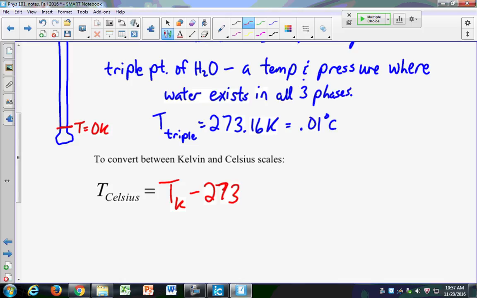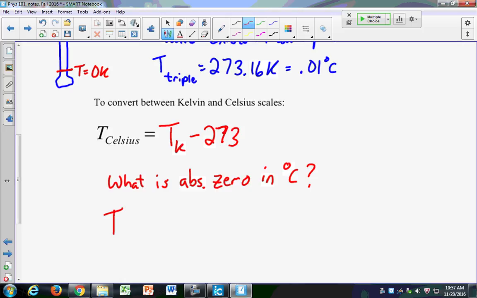All right, so for example, if I wanted to know what absolute zero is in Celsius, then I would say, well, the temperature in Celsius is 0 minus 273 Kelvin, or that's equal to minus 273 degrees Celsius. We wouldn't have that Kelvin there. So whenever I want to convert between Celsius and Kelvin, I just subtract 273 from the Kelvin.